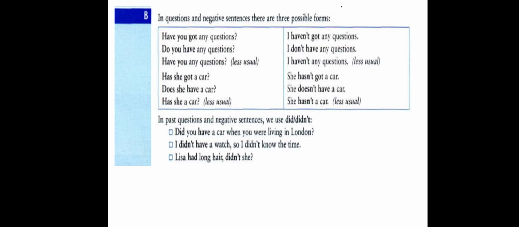The third example: Lisa had long hair. This is a kind of tag question. So had is a main verb and in the past, so we use did, and it must be the opposite. It must be in the negative form because had is in the positive. So we say didn't she? So it becomes: Lisa had long hair, didn't she?